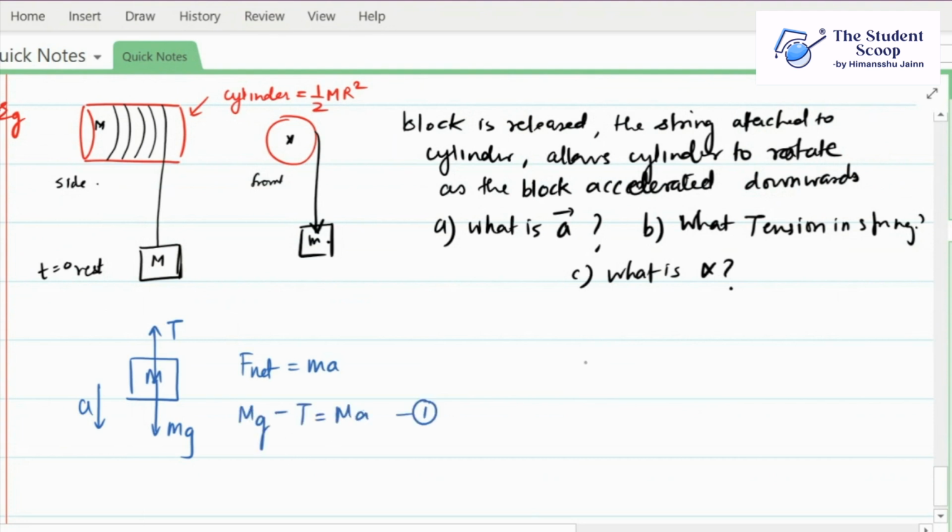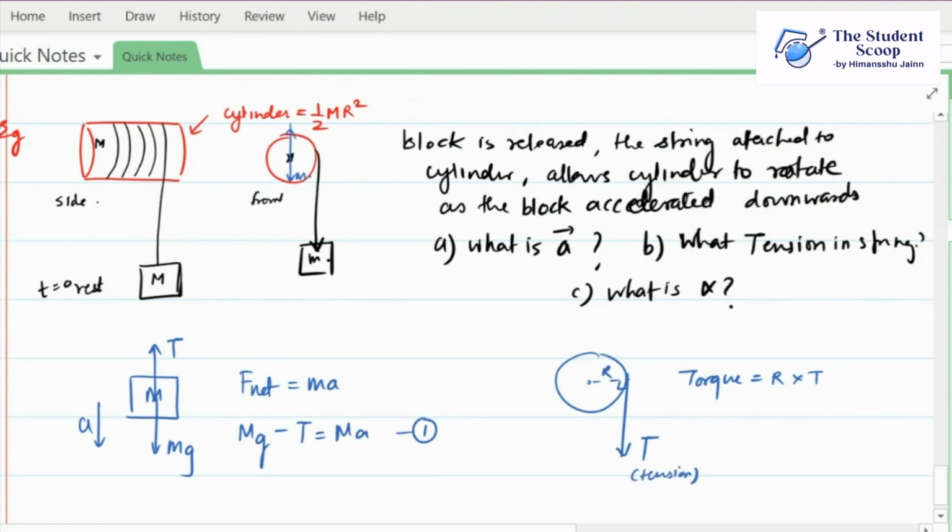Now for the cylinder, there is a torque. See, there is a weight of the cylinder. Yes, that is true. But the weight won't exert any torque because that is acting through the center. So any forces that are acting through the center won't exert any torque. The only torque that is exerted here is at the distance r away by tension. So r times tension.